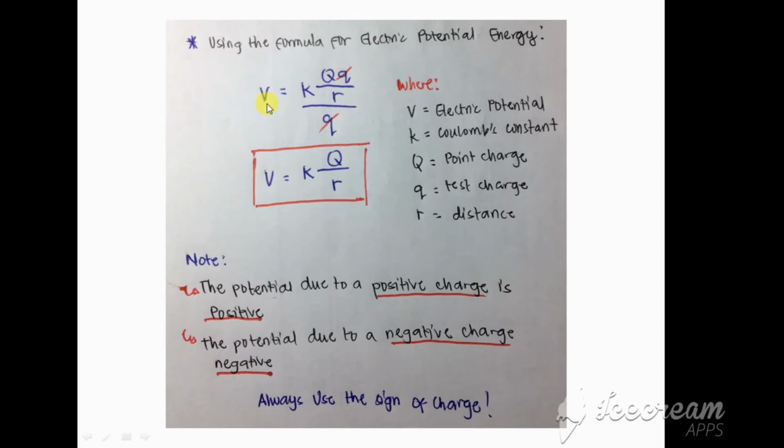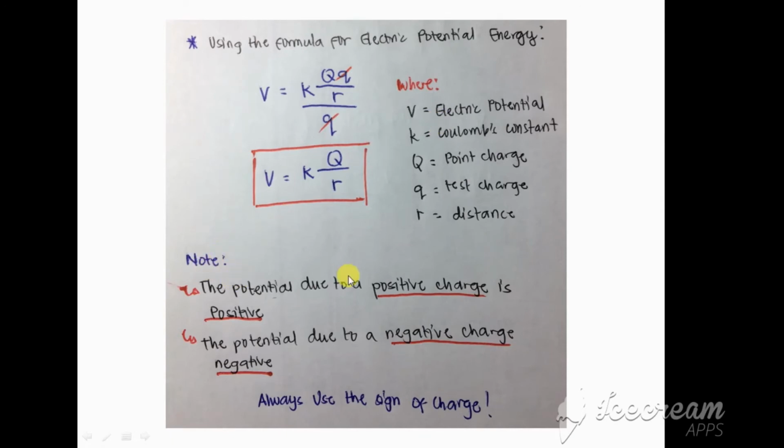Once we apply the formula of electric potential energy, the test charge, the small q, will be cancelled out, giving us this formula. V is equal to K times Q, the big letter Q, over R, where V is the electric potential, K is the Coulomb's constant, the capital letter Q is the point charge, and R is the distance. So this is the final version of the formula for electric potential.